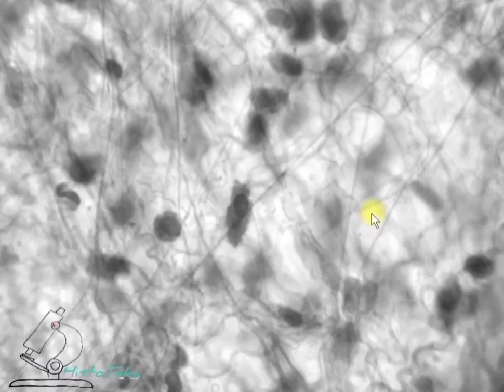Like any other tissue, loose connective tissue consists of cells and intercellular substance. The intercellular substance includes a ground substance and fibers. The ground substance is transparent and fills the entire space.